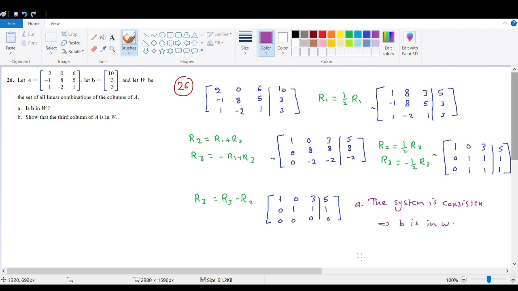For part B, show that the third column of A is in W. That means we need to show that this column 6, 5, 1 is in W, which is the set of all linear combinations. So we can write A3, which is the third column, as 0 multiplied by A1 plus 0 multiplied by A2 plus 1 multiplied by A3, which shows that it is a linear combination of A1, A2, and A3.